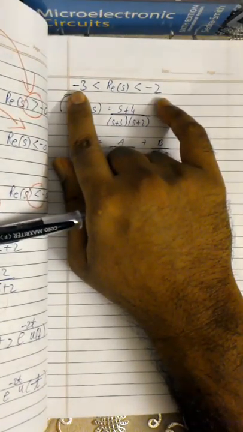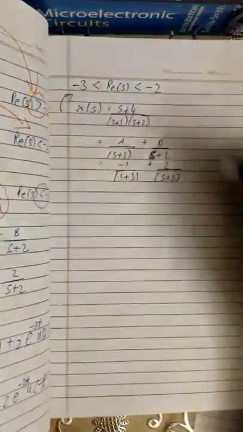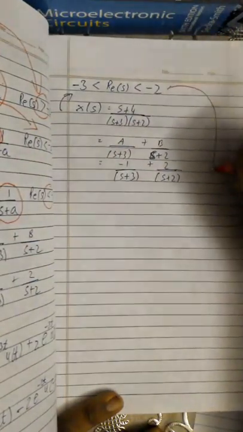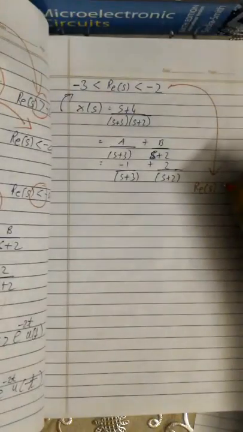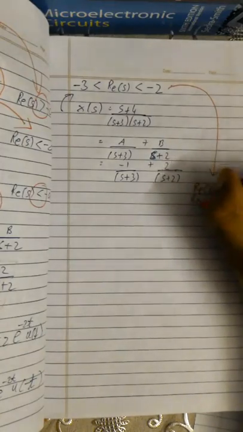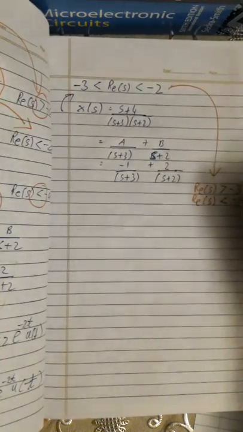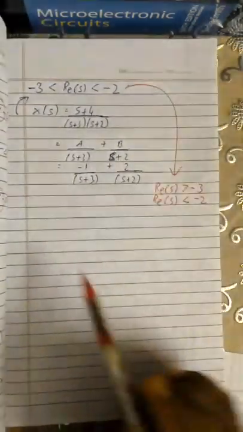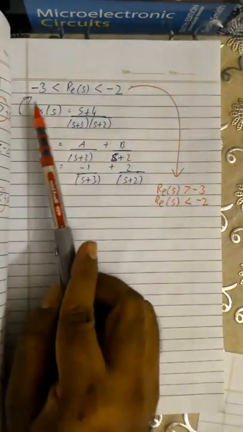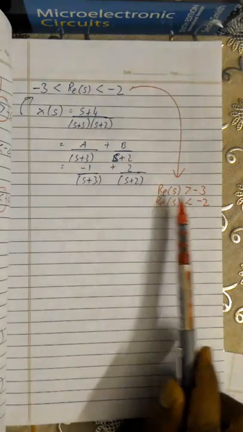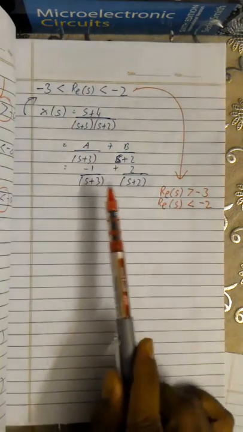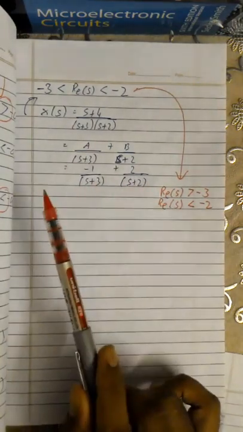The real part of s is between minus 3 and minus 2, or in other words, this means that the real part of s is greater than minus 3 and the real part of s is less than minus 2. That's what this means, right? That is why minus 3 less than real part of s less than minus 2. So you can understand from here which one is right sided and which one is left sided.